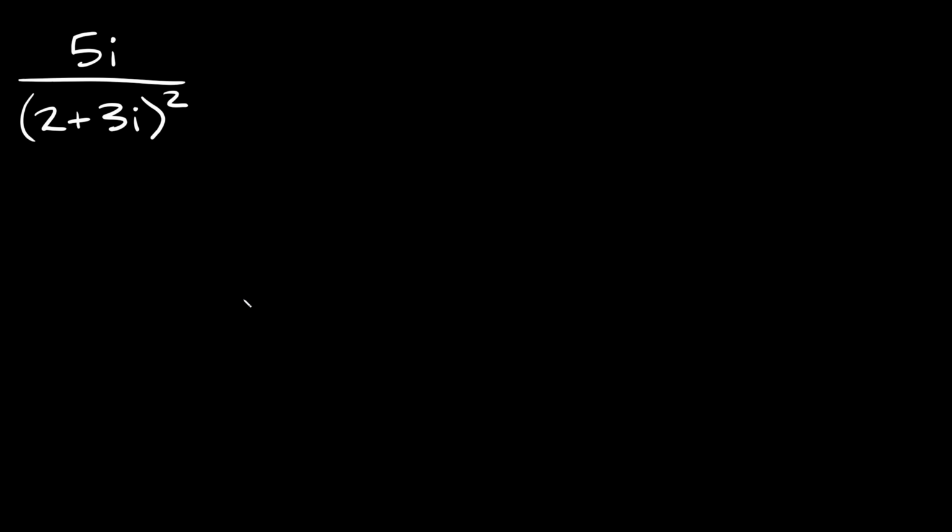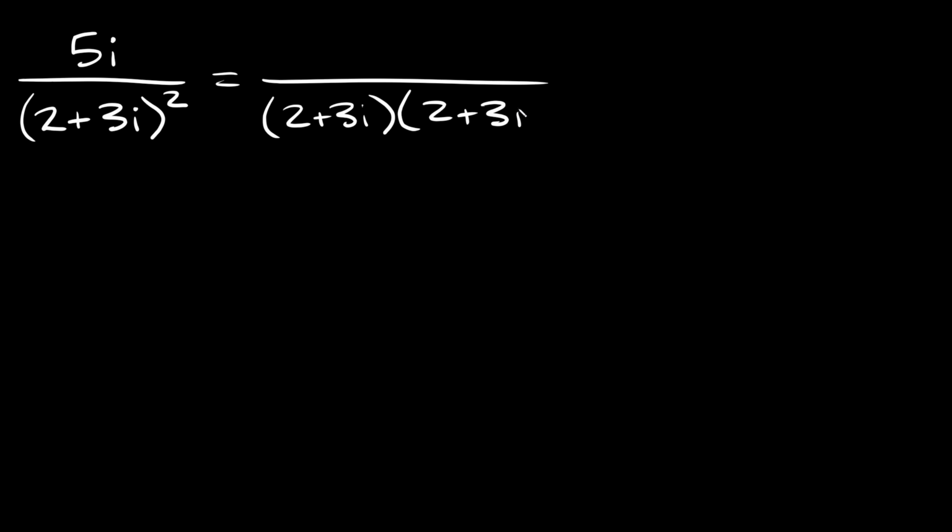All right, let's do this last example. So now we have 5i over (2 + 3i) squared. As you can see, we have this weird squared term right here. So in this case, let's just square this and multiply it out. This is going to be equal to (2 + 3i) times (2 + 3i).